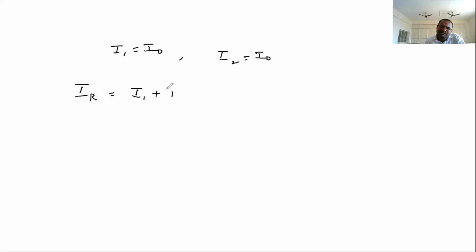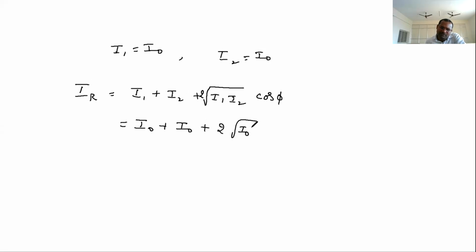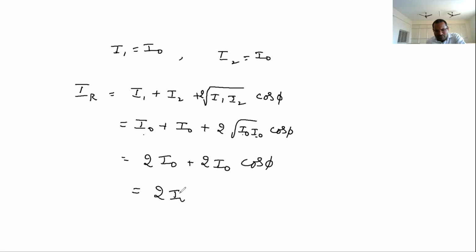Resultant intensity is I1 plus I2 plus 2 into under root of I1 I2 cos of the angle between them. I1 is I0, I2 is also I0, plus 2 times square root of I0 squared, cos phi. So I0 plus I0 is 2 I0 plus 2 I0 cos phi. Taking 2 I0 common, you will get 1 plus cos phi.